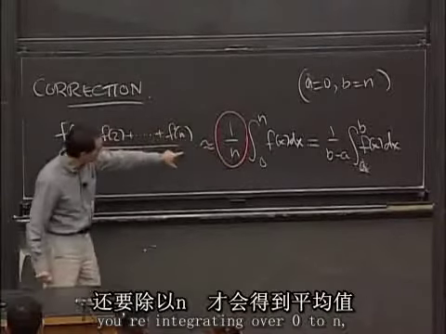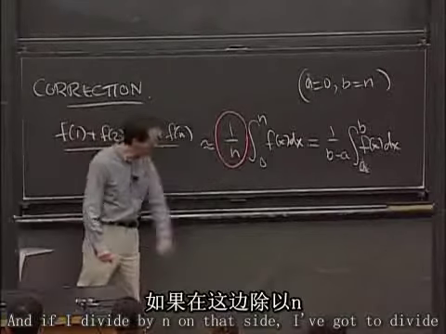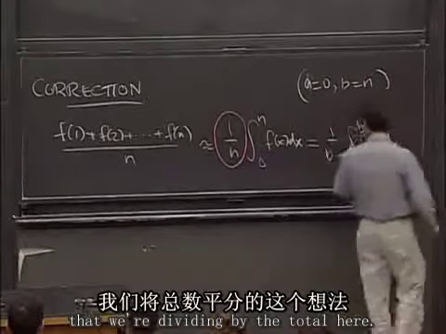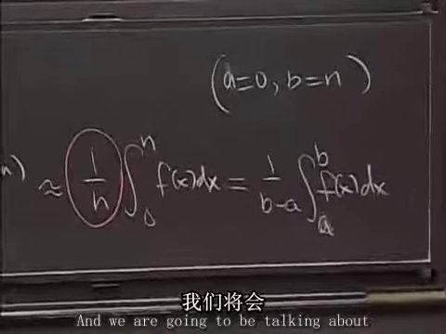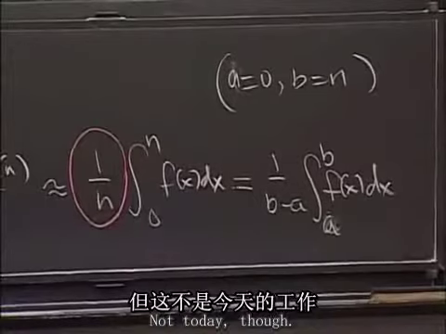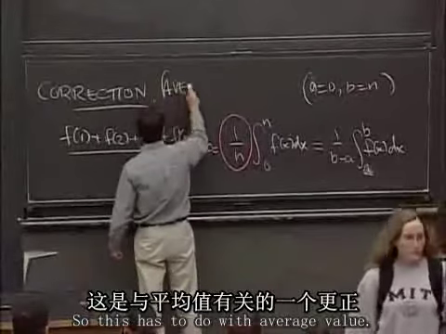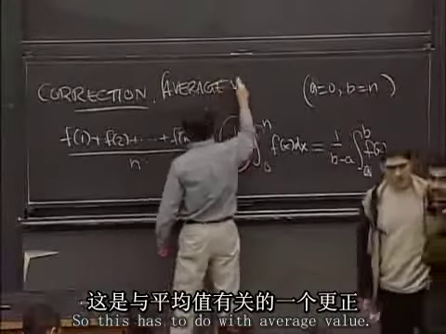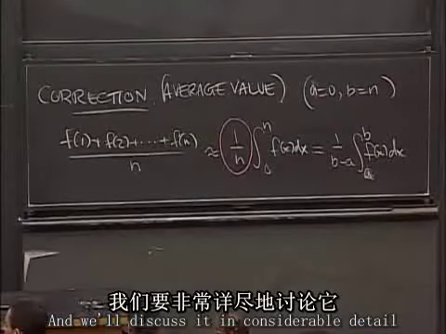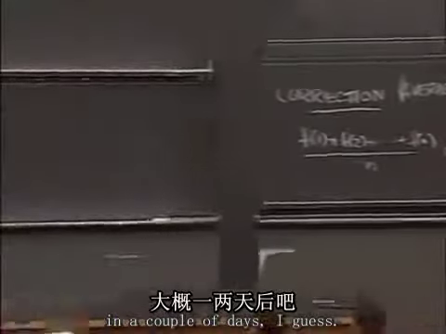Certainly when you're integrating over 0 to n, the Riemann sum is the numerator here. And if I divide by n on that side, I've got to divide by n on the other side. This was meant to illustrate this idea that we're dividing by the total here. And we are going to be talking about average value in more detail, not today though. All right, so this has to do with average value. And we'll discuss it in considerable detail in a couple of days, I guess.